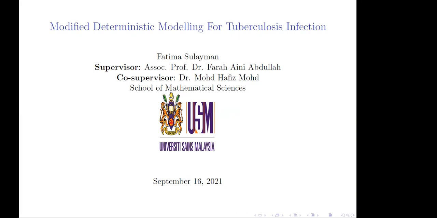And our third problem to be solved is the influence of vaccination, an imperfect vaccine, in the TB model. Then the fourth problem is the incorporation of saturated treatment into the model. And the last problem is the optimal control problem.